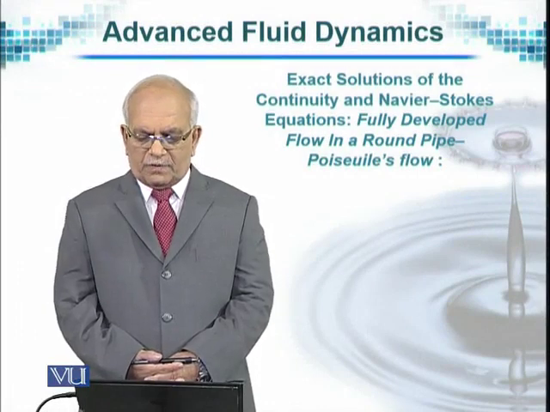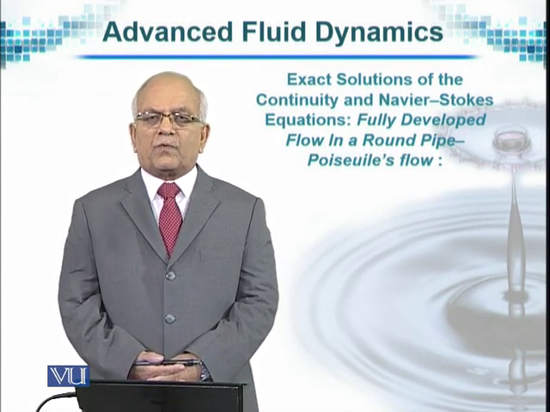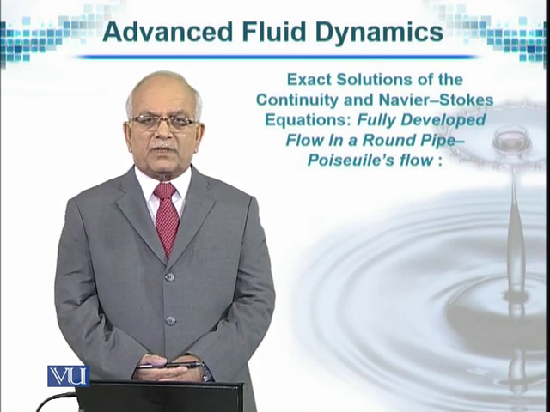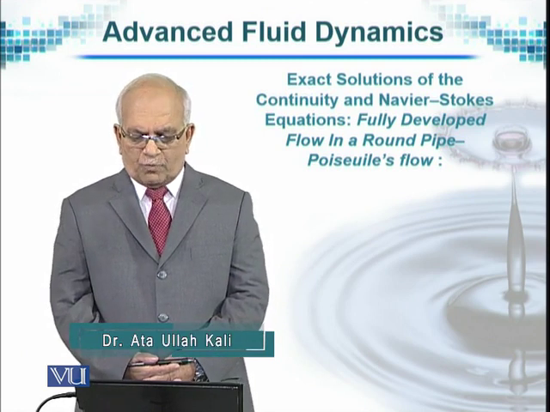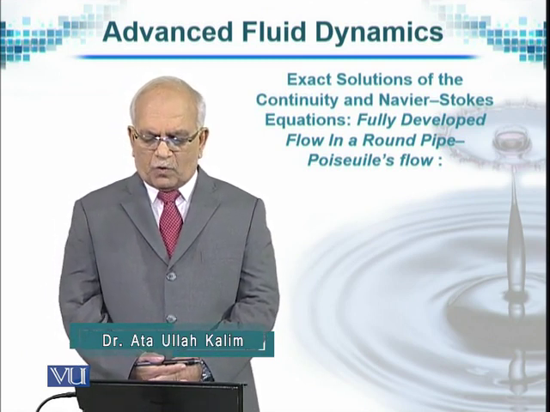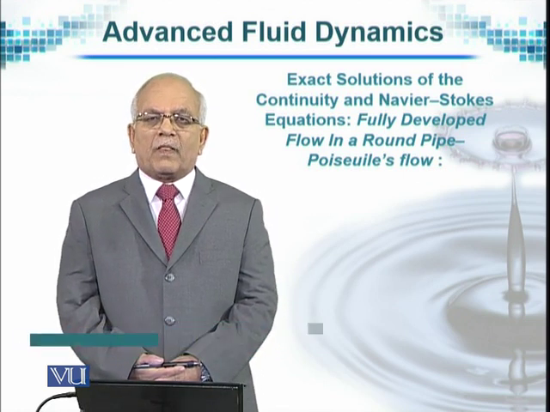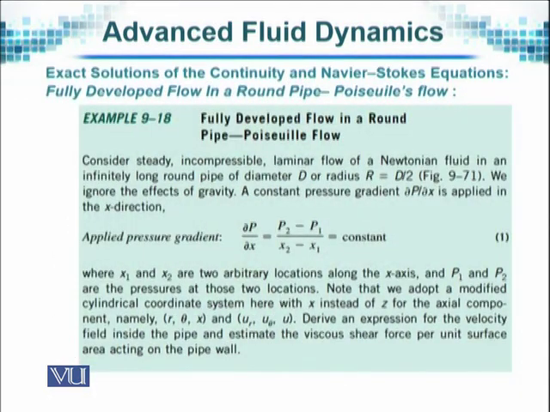We now consider another flow situation for which an exact solution of the Navier-Stokes equation exists, and that is popularly known as Poiseuille's flow. It's a flow that is developed in a round pipe. So we call it Poiseuille's flow, pretty useful. Let us pose the problem, and see how the problem is posed before we go after the solution.